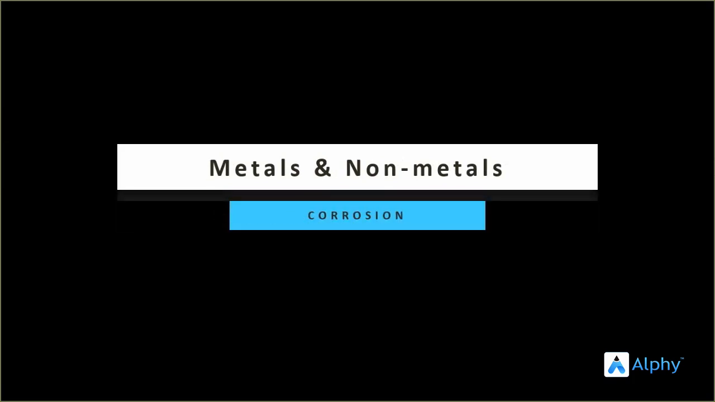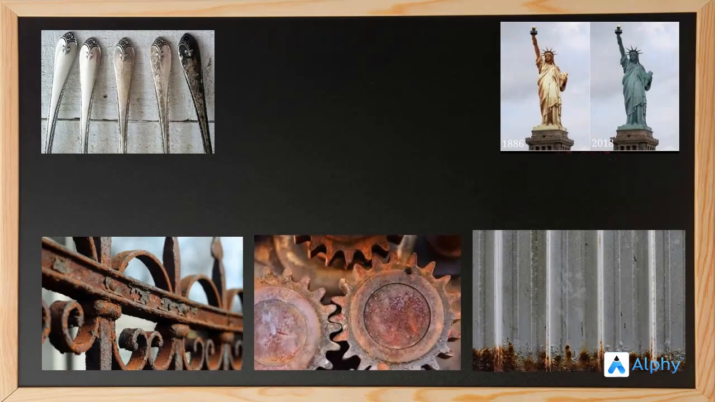Metals and non-metals. Corrosion. When I say corrosion, the first things that probably come to your mind would be something like this. You would have seen a lot of silverware in your house that lost color over time. You might remember certain monuments that gained some other color over time. And you would have seen a lot of metals which have this kind of appearance, where it is reddish brown in color after a point of time. All these are examples of corrosion.